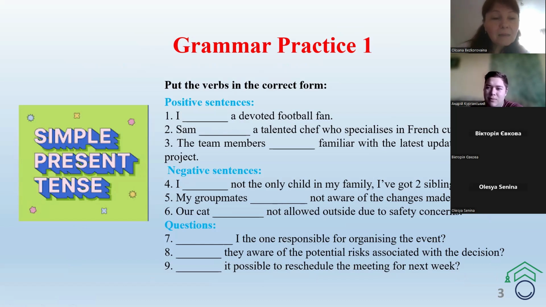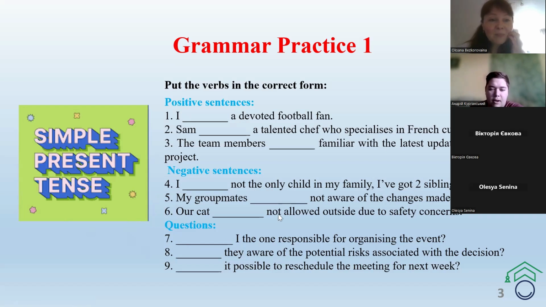Оксана Леонідівна, у вас мікрофон вимкнений. Thank you, Андрій. Так, захід. Я той, хто відповідає за організацію заходу. You're right. And we use am.